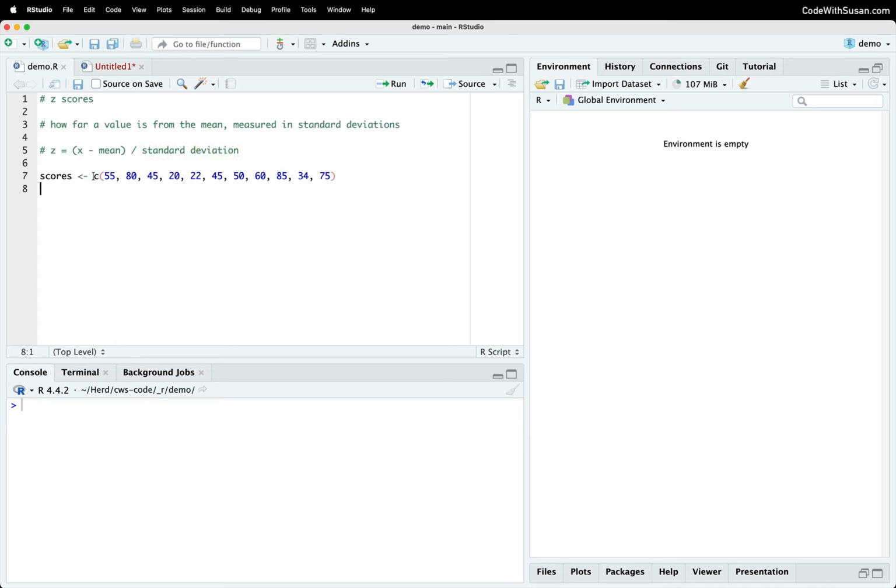Here's an example. I've laid out a vector of hypothetical test scores, and let's say we are the student that earned a 75. We're feeling a little bit bummed because that seems low, but let's calculate the z-score. Let's see what that score is in context of our peers.